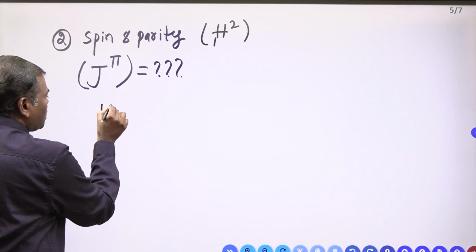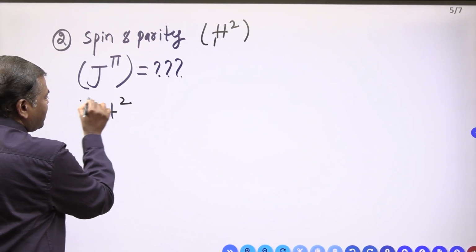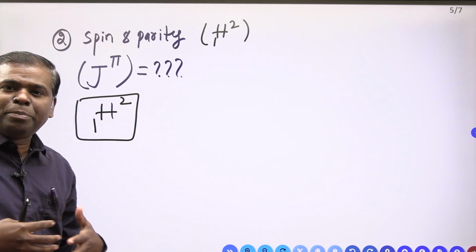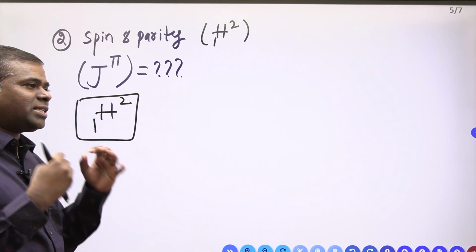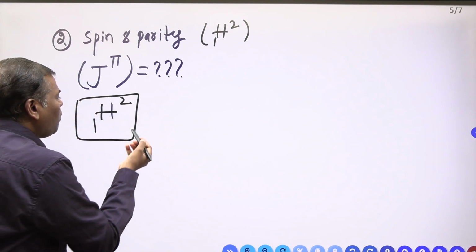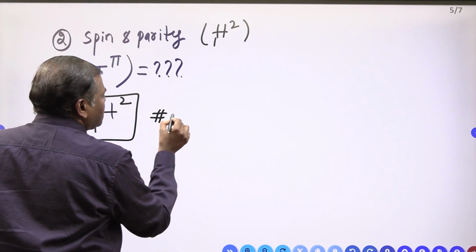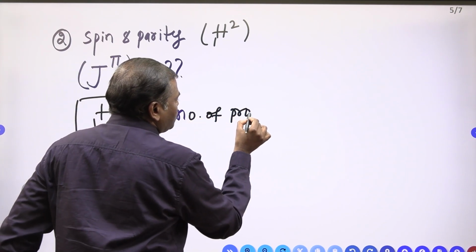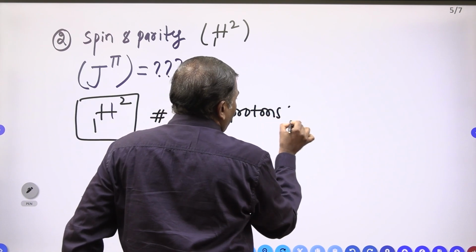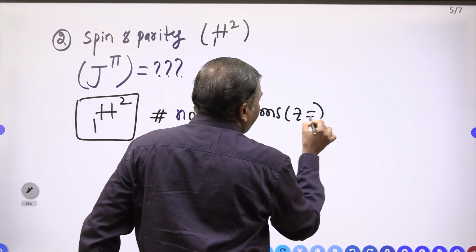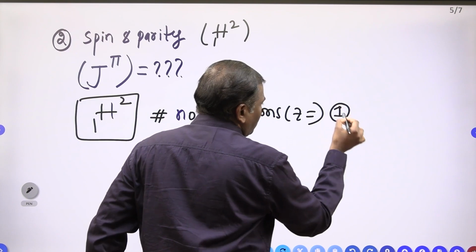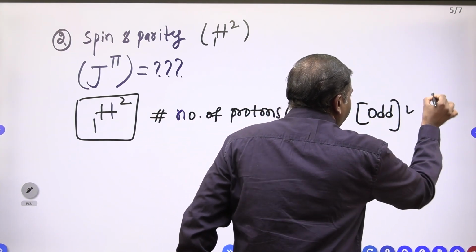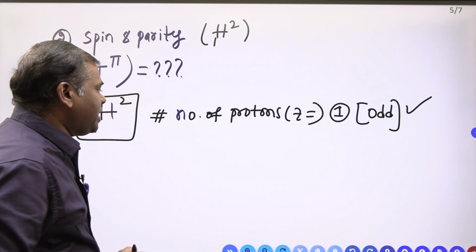How do we calculate the spin and parity? First, write deuteron. In this deuteron, you have to write the components. How many protons are there? How many neutrons are there in the nucleus? Number of protons in deuteron, Z, is equal to how many? Only one proton. This is odd. One is odd, so that's why we have to take the configuration, right?